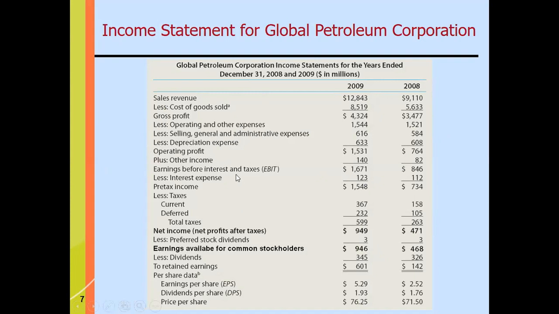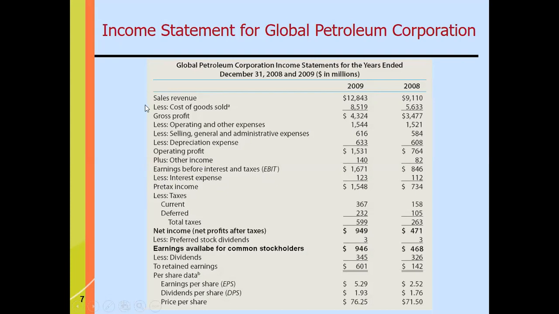So a highlight, though, is that other income was not yet added to gross profit to be able to highlight operating profit, so profit from the operations or main line of business. Other sources of income are not yet included. If we add that, that will be the earnings before interest and taxes, or EBIT. If we deduct interest expense, here is the pre-tax income.